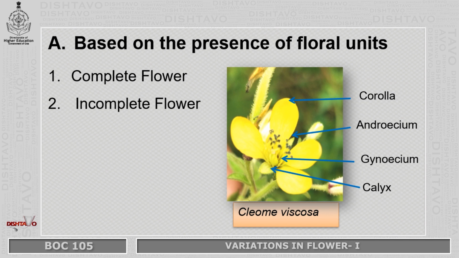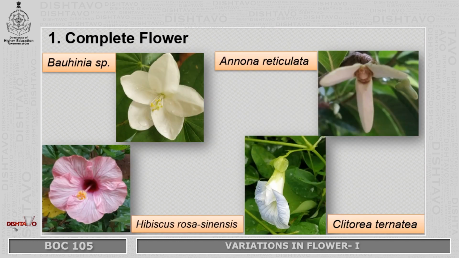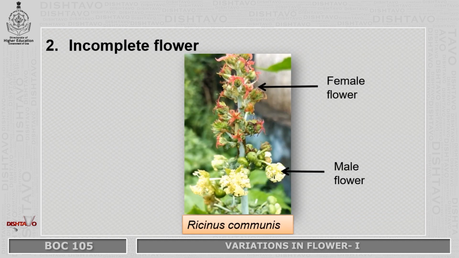In some flowers, all the 4 floral whorls are present, whereas in some, floral whorls are absent. Based on the presence of the floral units, the flowers are divided into 2 types: complete flower and incomplete flower. Complete flower is the one which has all the 4 floral whorls, that is calyx, corolla, androecium and gynoecium. Some examples of complete flower are Bauhinia species, that is Kachnar, Annona reticulata, Hibiscus rosa sinensis and Clitoria ternacea.